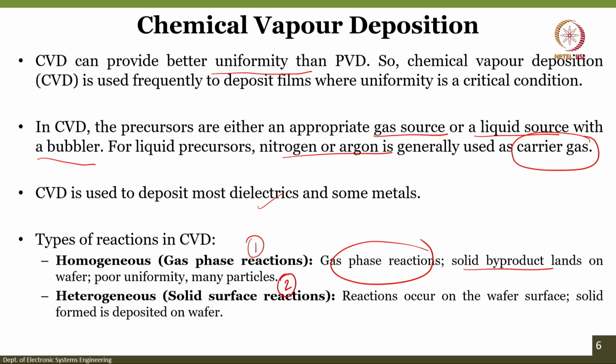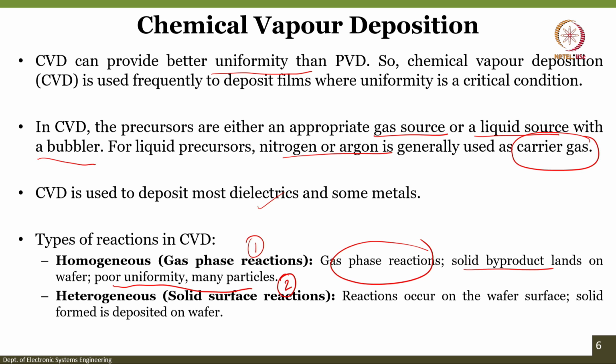So, if homogeneous reactions are happening more in your reaction chamber, you can say that the deposited layer would be of poor uniformity, or it will not be of that good quality, because only the byproducts are landing on your wafer, leading to a non-uniformity in the deposited layer.